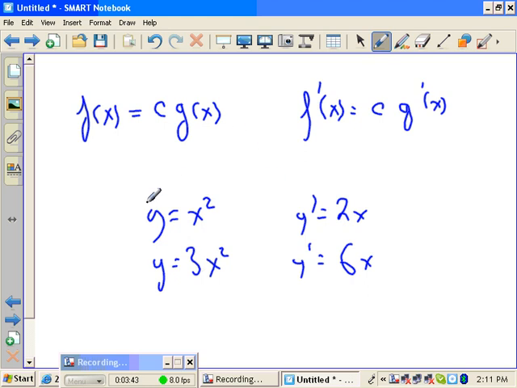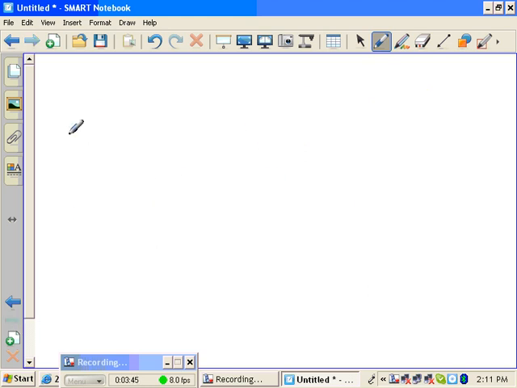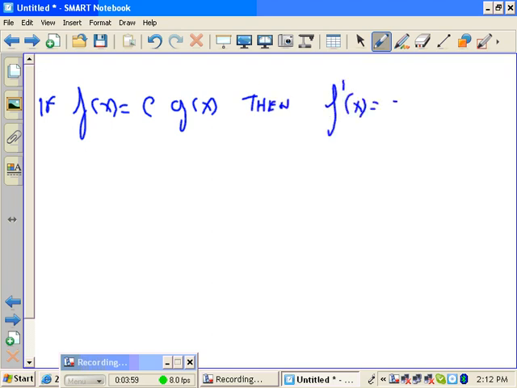Now say you're not sure about that. Let's prove it. If f of x is a constant times g of x, we're going to prove that if this, then this. You're going to use the definition of the derivative. So how do you write f prime?